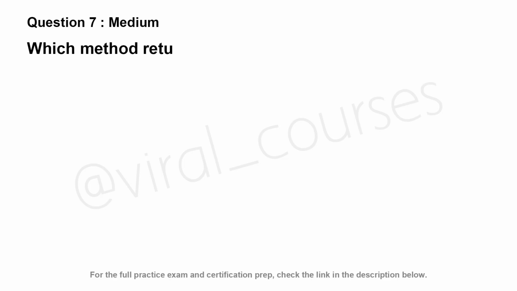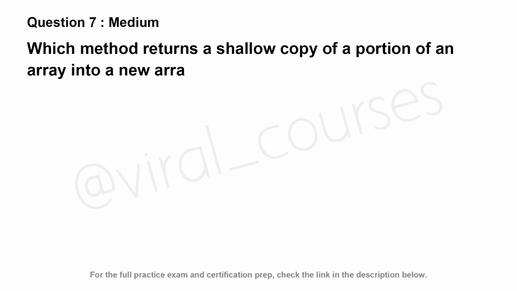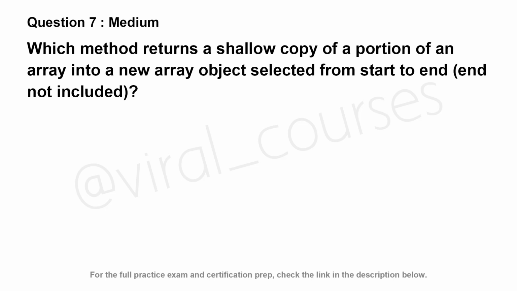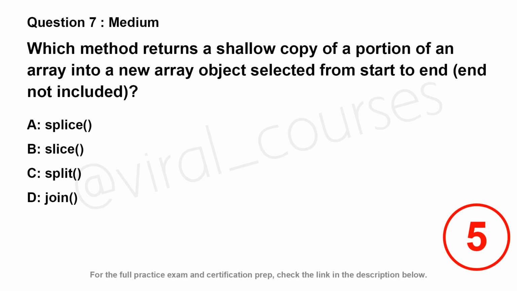Which method returns a shallow copy of a portion of an array into a new array object selected from start to end, not included? Option A, splice. Option B, slice. Option C, split. Option D, join.